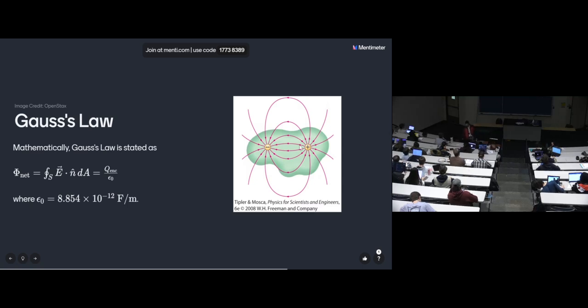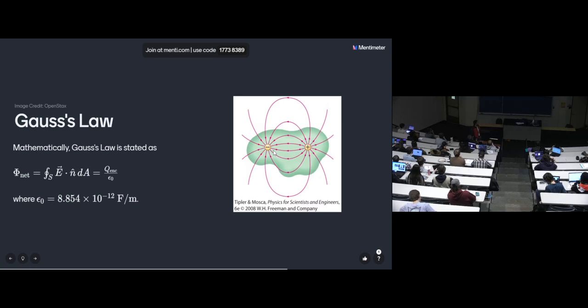So, for example, for this figure here on the image that is not showing up really well on the screen, you get zero net flux for that surface because there is as much positive charge as you have negative charge inside that surface. Therefore, you have zero net charge, zero net flux.